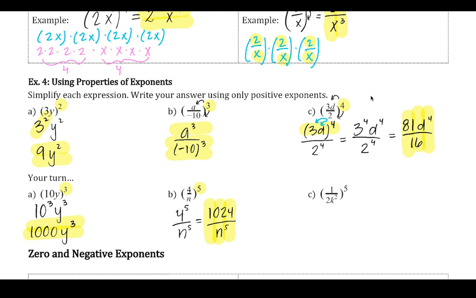And then for C, we have to use a couple of properties again. So first, we can use that quotient property. Because we have a quotient inside the parentheses, we can apply that 5th power to the numerator and denominator. So the numerator becomes 1 to the 5th, and the denominator becomes 2k squared to the 5th. So we want to make sure that that 2k squared goes in parentheses, because that whole thing is being raised to the 5th power. And then now, in the numerator, this 1 to the 5th power is 1 times 1 5 times, and 1 raised to any power is always going to be 1, because 1 times itself stays the same. So 1 times 1 times 1, as many times as you need to multiply it, will always be 1.